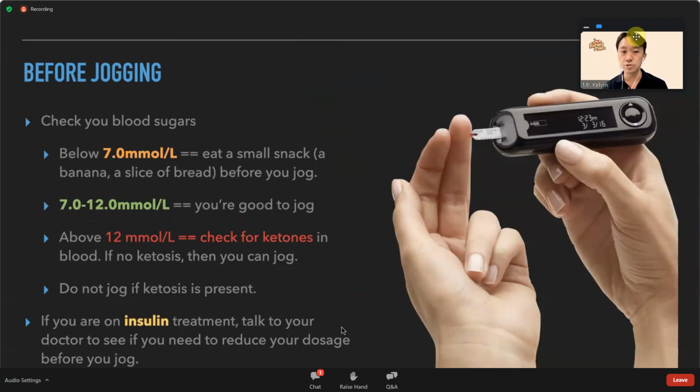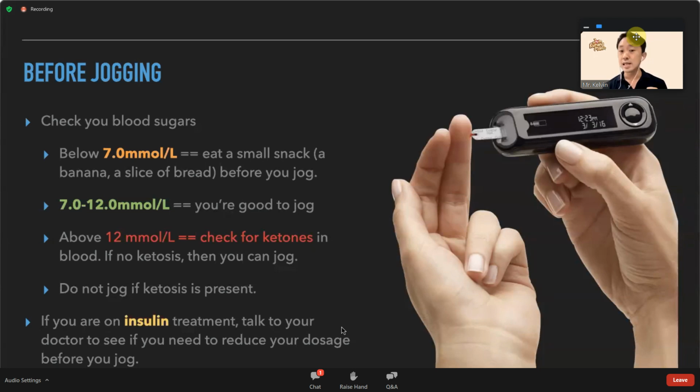The first thing you need to do is to check the blood sugars. If your blood sugar level is below 7 millimoles per liter, eat something small, for instance, a banana or a slice of bread before you jog. If your blood sugar level is around 7 to 12 millimoles, you're good to jog without snacking. If your blood sugar level is above 12, it's best if you check for ketones, because if you have ketosis, you are not recommended to jog.